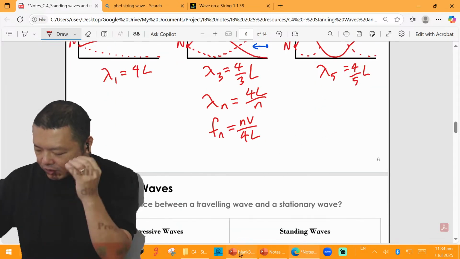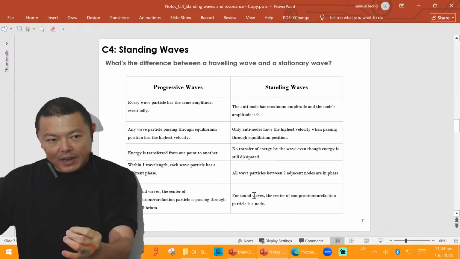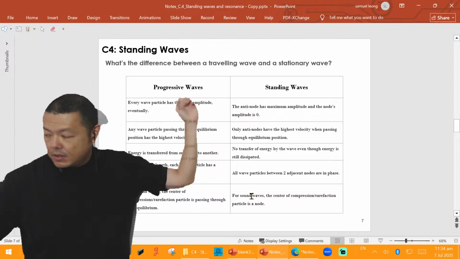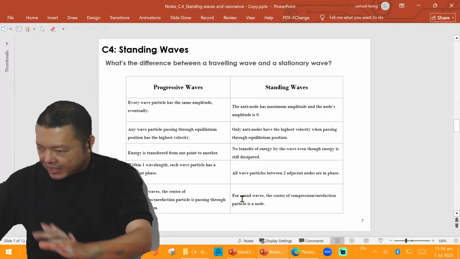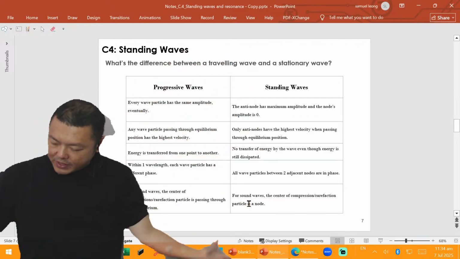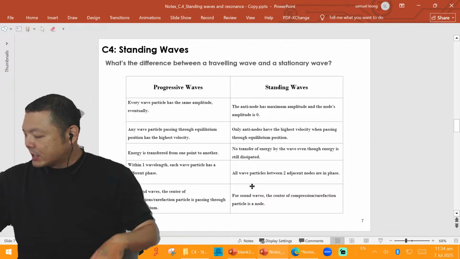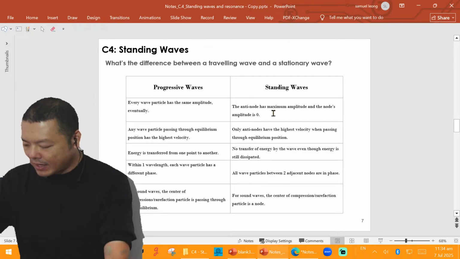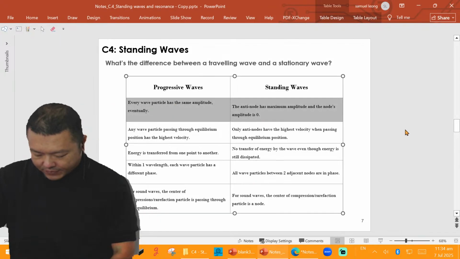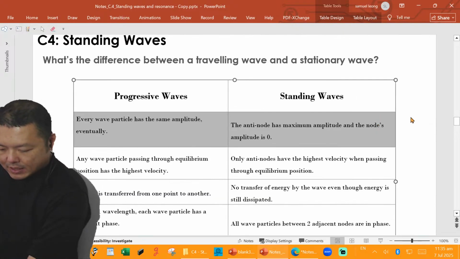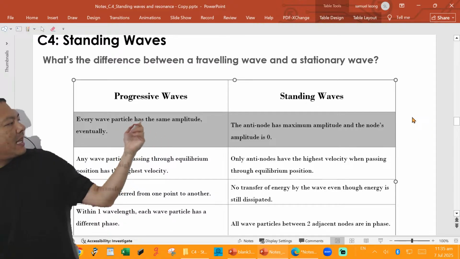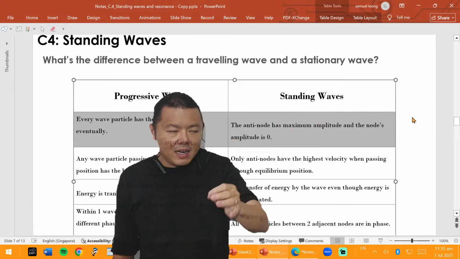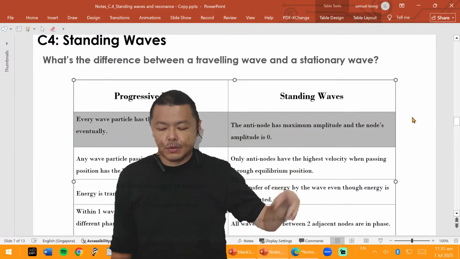The next most commonly asked question for standing waves is this. They want you to compare a standing wave to a traveling wave. Very, very commonly asked question. So I list out all the points for you here. Let's go through the points, but your job is to memorize these points. Number one, look at the first statement. What does it say? Every wave particle will have the same amplitude eventually. That's for a progressive wave. But for a standing wave, only the antinode particle has the maximum amplitude.